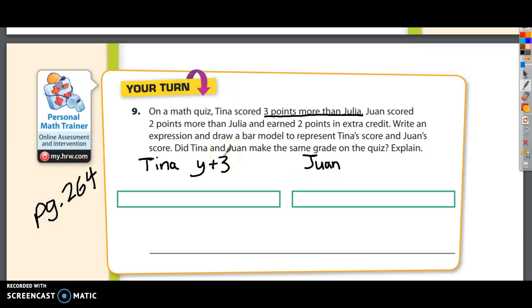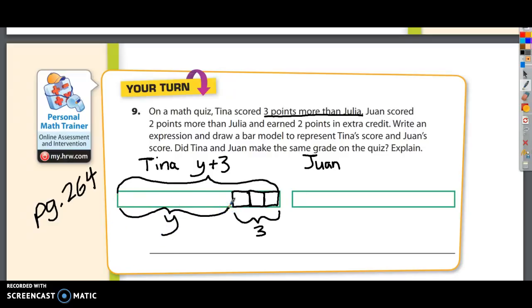So how could we make that look? Well, y plus 3 is the whole thing. And so if we're going to add 3 to it, we got to have 3 over here on the right, like at the end. And so her score is 3 added to whatever y is. So we're going to call this one y, and we're going to call that 3. So it's y plus 3.